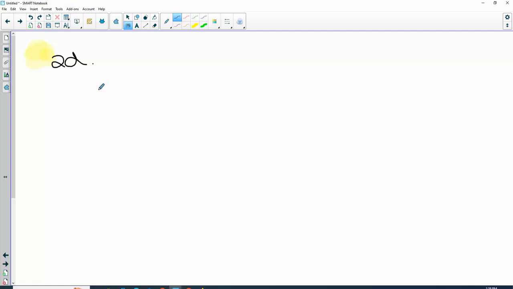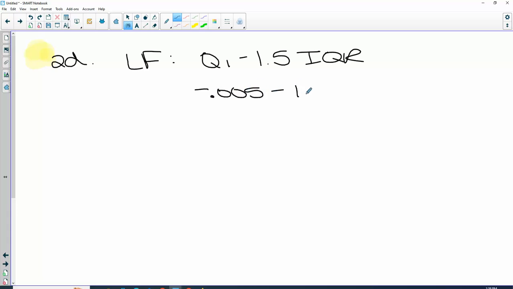So D, upper and lower fence. If we look at our formula sheet, you've got those definitions. Lower fence is quartile 1 minus 1.5 IQR. If we look back at part B, quartile 1 is negative 0.005 minus 1.5, the IQR from question B is 0.09. So then we just plug that into our calculator, and we get negative 0.14.